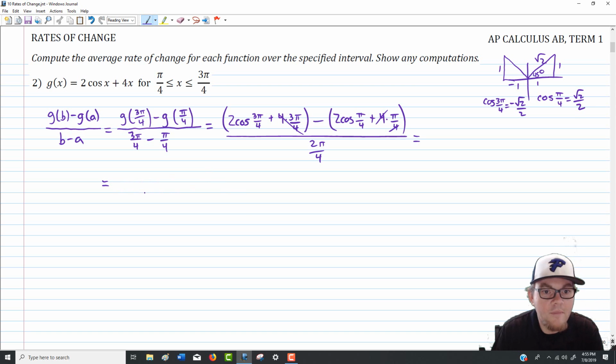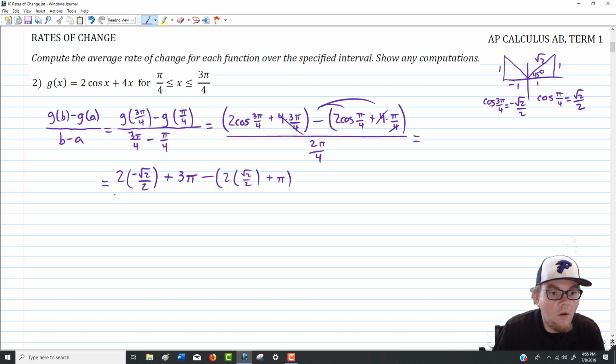I'm going to move back to the side. So we said the first part is going to be 2 cosine of 3 pi over 4, which we said was negative root 2 over 2, plus 3 pi. Then the next one, I'm going to distribute the negative sign in as well. Actually, I'll do that in one more step. We'll have 2 times root 2 over 2, and then it looks like plus pi. All this is going to be over pi over 2 by simplifying.